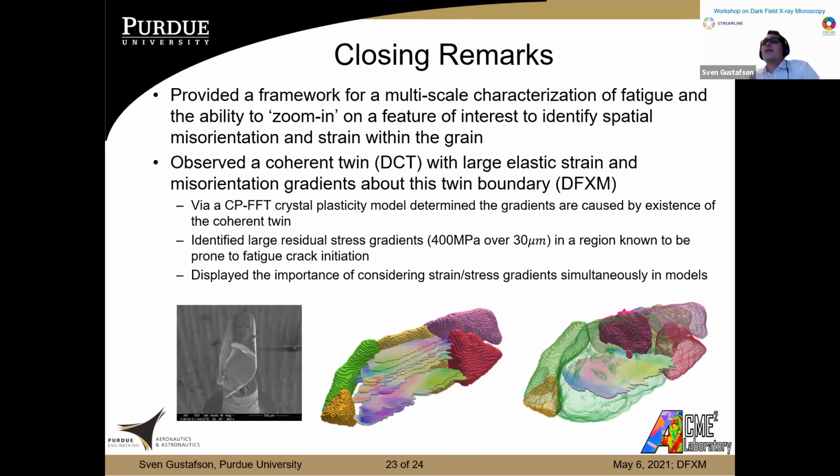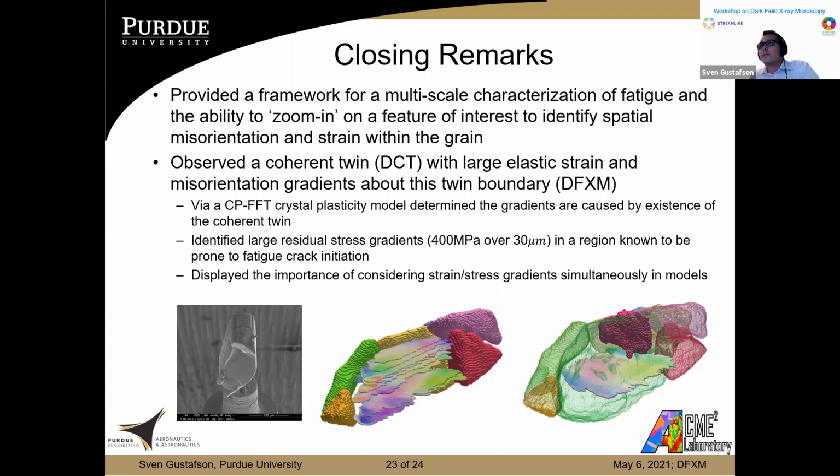Sorry for that. But we provided a framework for this multi-scale characterization, and we showed the ability to move through different length scales, to start at a larger volume of about 1 millimeter squared, to zoom in all the way down to the level of dark field and investigate features directly under our coherent twin. And we started to see these nice gradients of intragranular misorientation and strain.